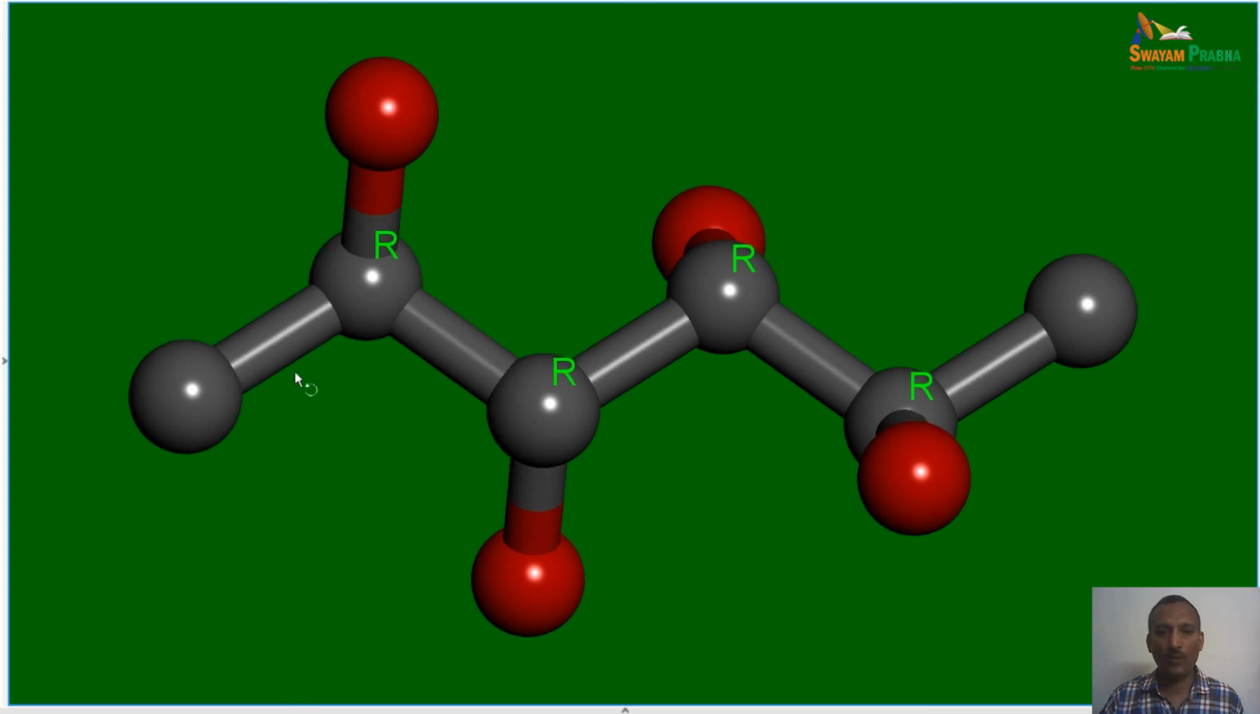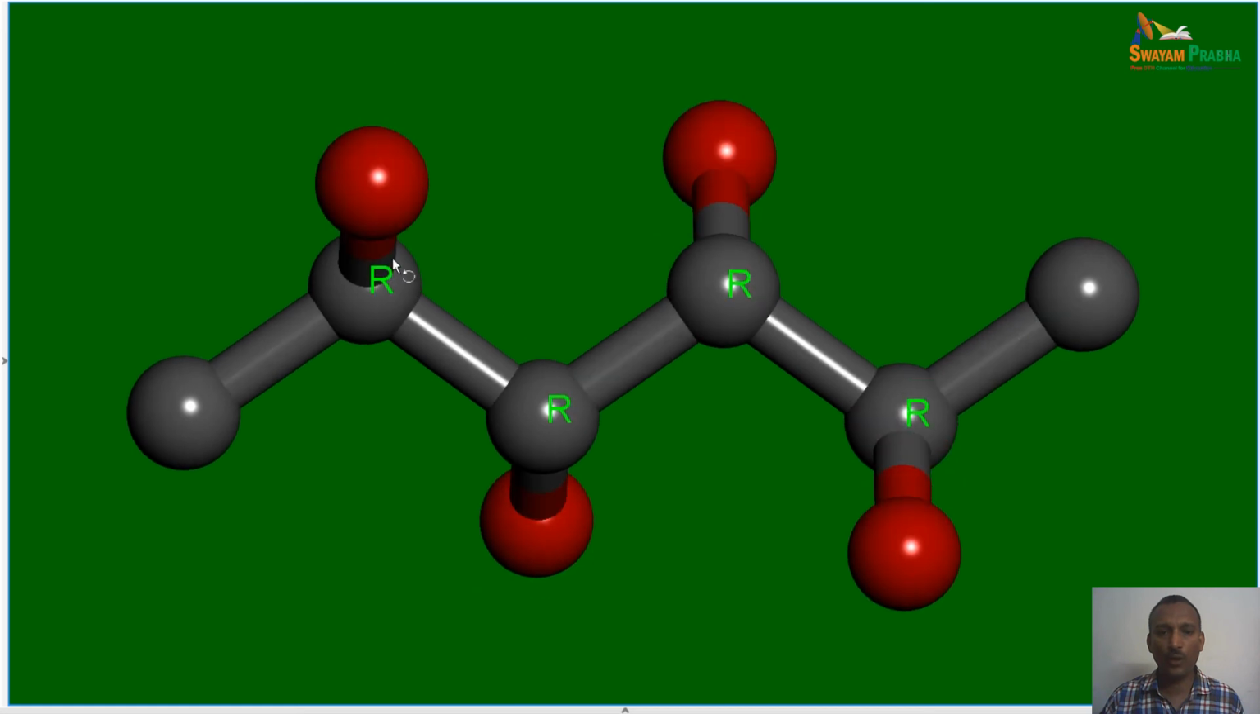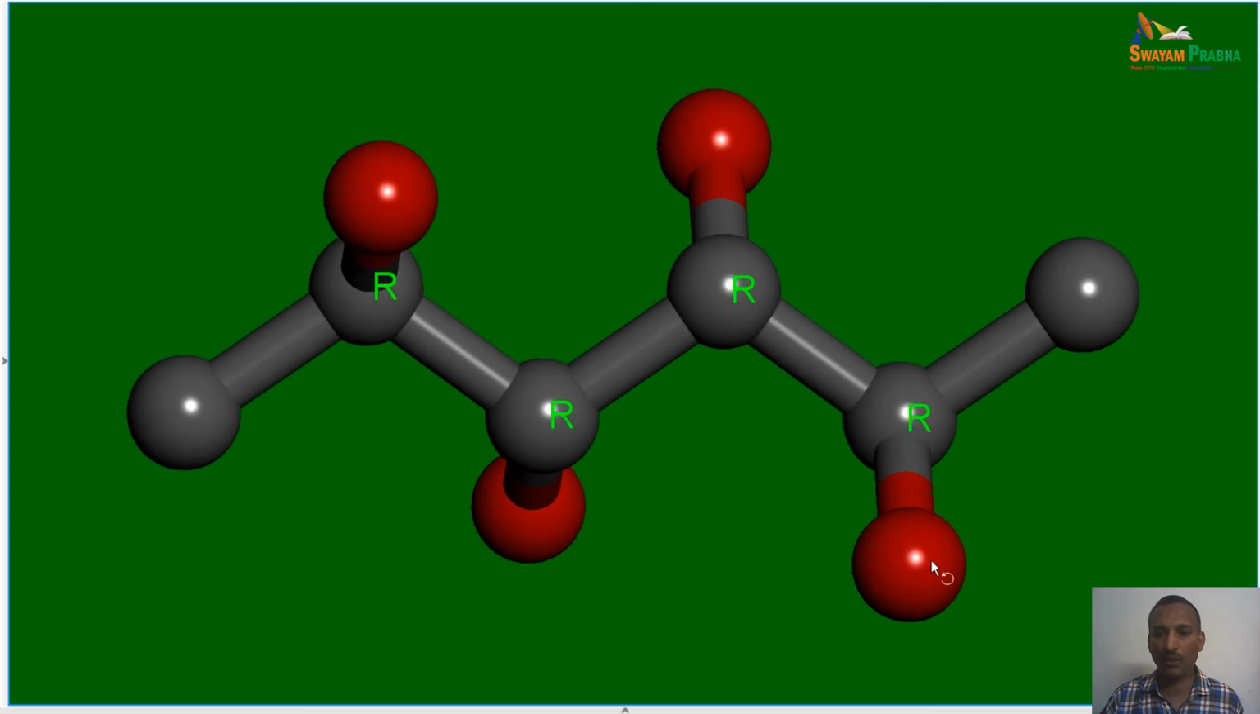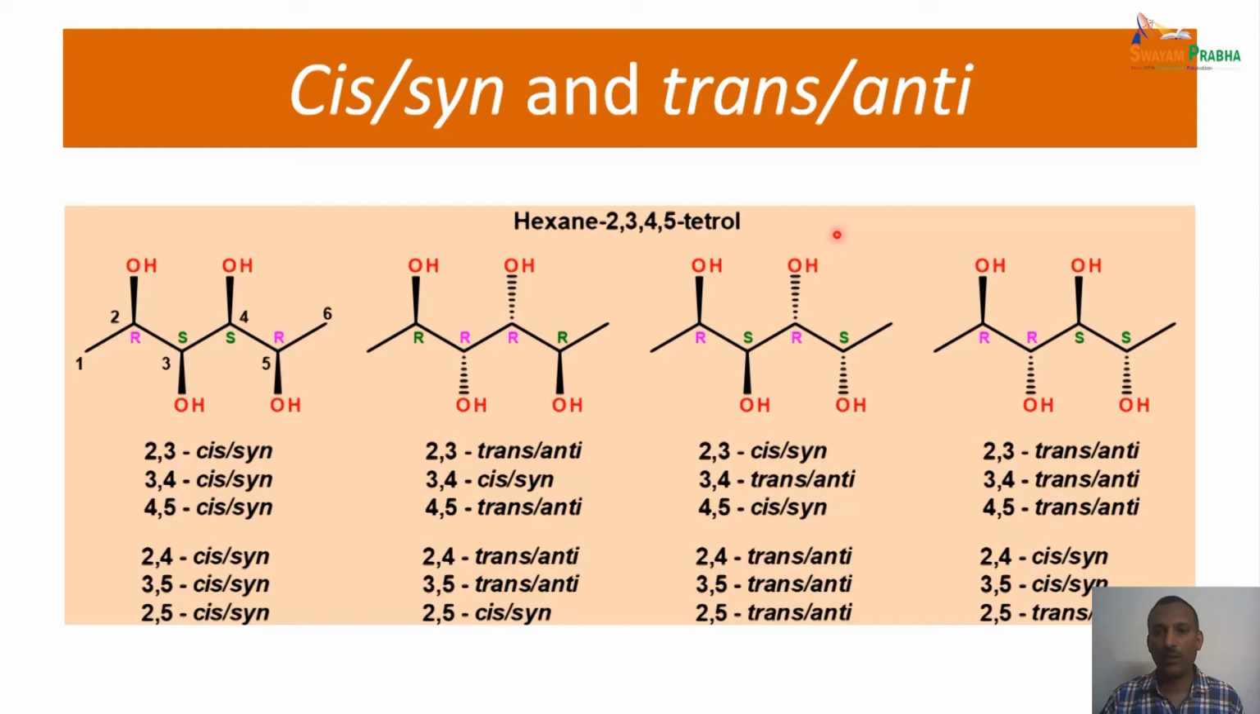And if you look at the second and the fourth one, one is pointing towards the observer, another one pointing away. So these two are basically the trans arrangement. And these two, if you look, this hydroxyl is pointing away, this hydroxyl is pointing towards. So these two are again anti arrangement. So that way we can actually confirm whether they are syn or anti isomers.